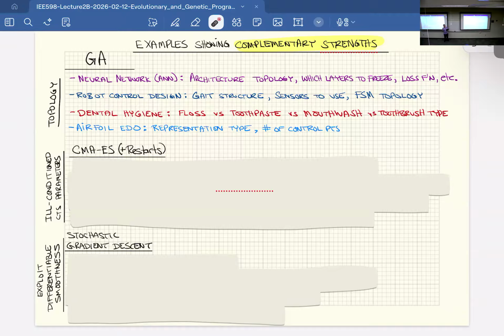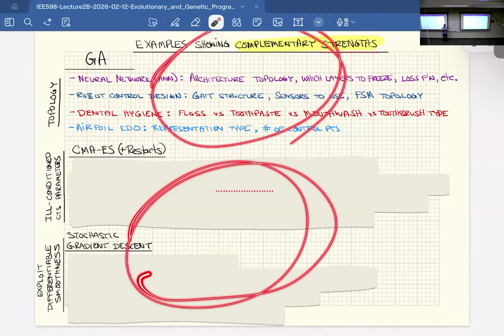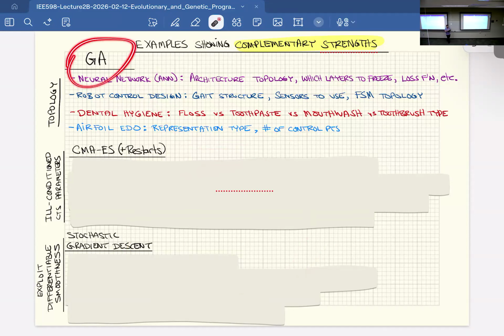So deciding the structure of that adapter, those are things that are outside of the realm of down here, but are things that are easier to investigate with a GA because they're discrete. And they're more global. Loss functions, which loss functions to use, that's another thing that you could put in the GA.